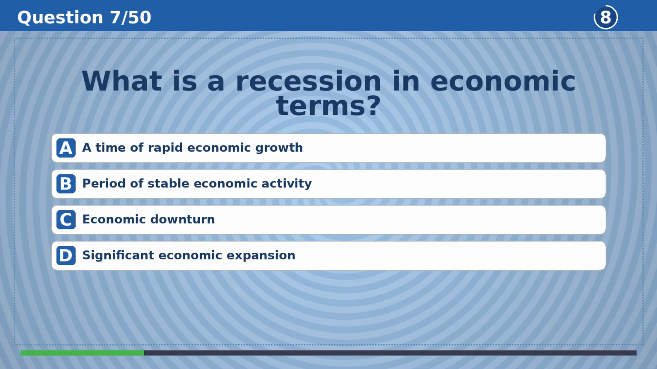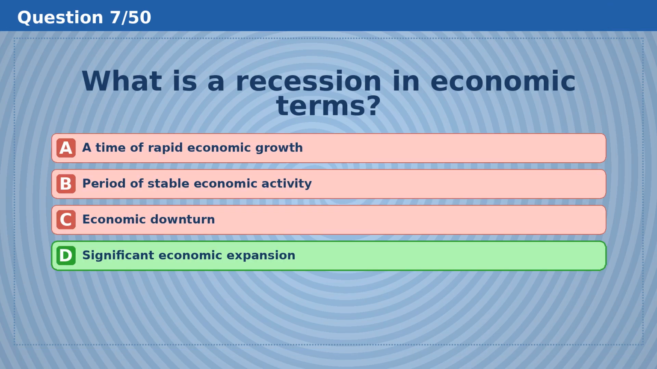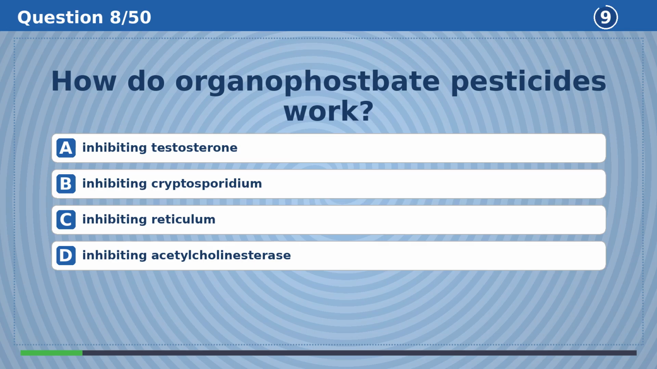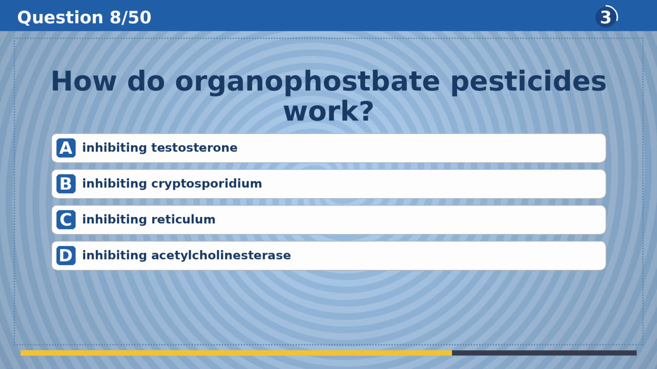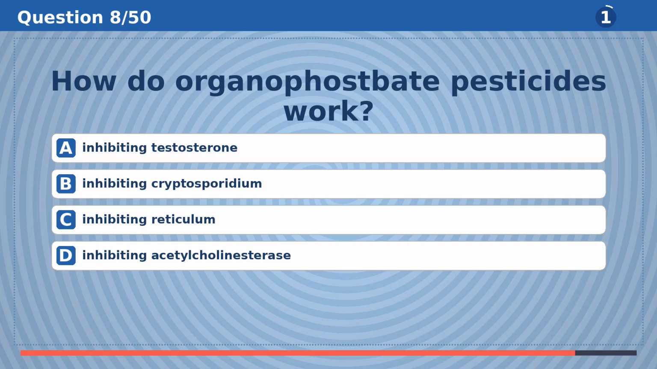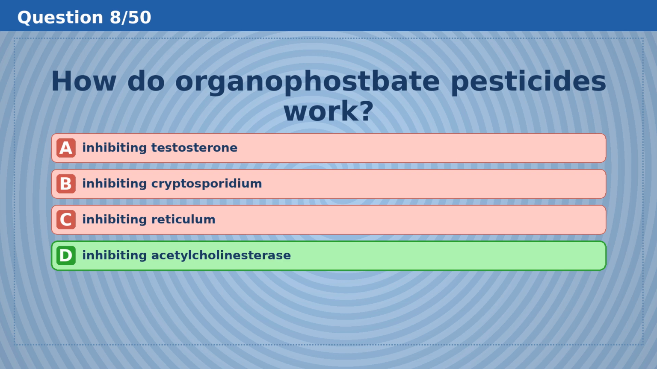What is a recession in economic terms? The answer is D. Significant economic expansion. How do organophosphate pesticides work? The answer is D. Inhibiting acetylcholinesterase.